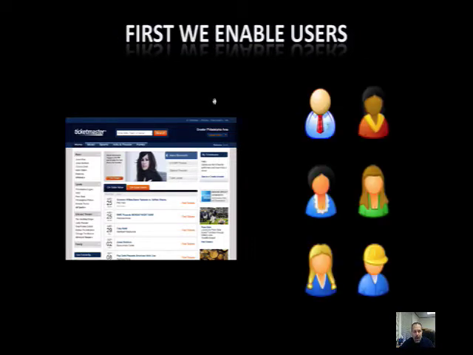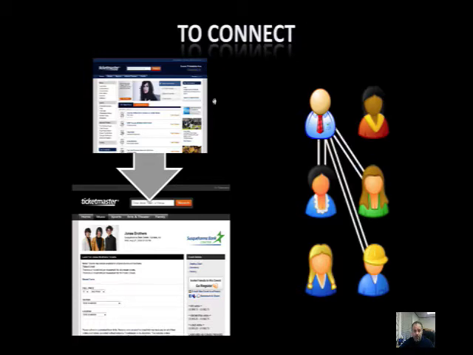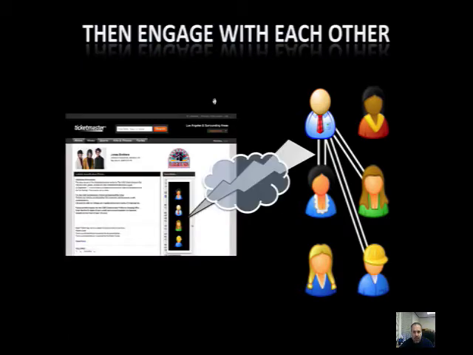To enable them, first we have to enable users to participate on that page and around the specific activity that we're trying to make more social. And of course, we want the users to be able to connect with each other, so I should be able to assemble some form of part of my network. And we want them to then engage with each other on that website. We want to make that extremely easy to deploy.